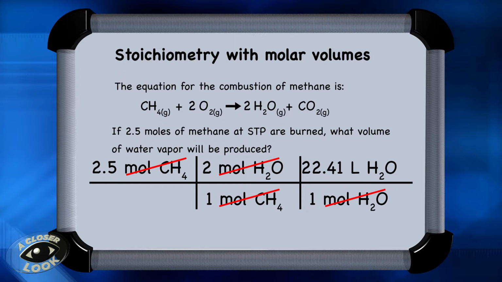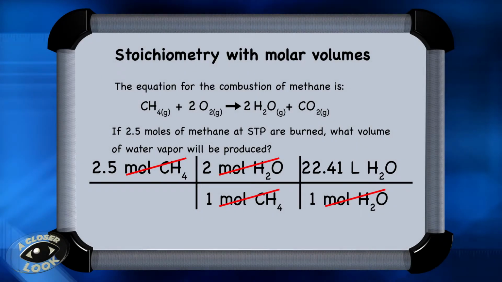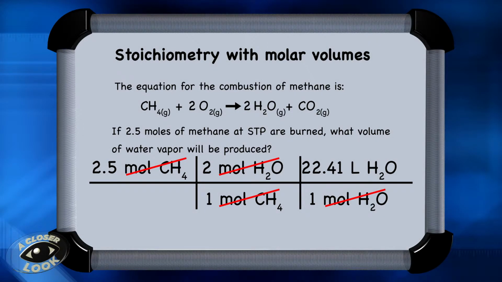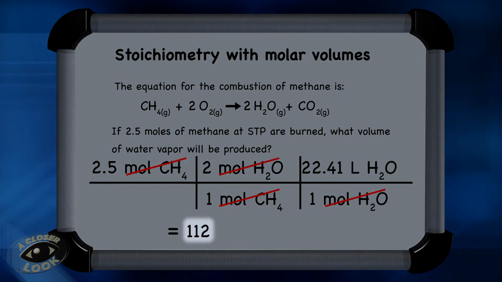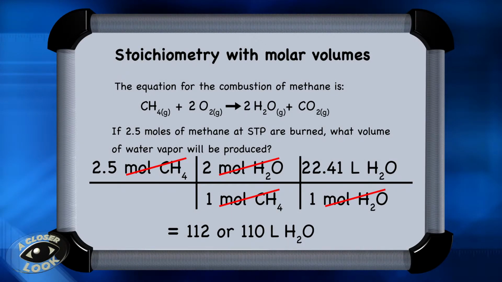So you just multiply 2.5 times 2 times 22.41 liters, and then divide that by 1 times 1, which is, of course, 1. The result is 112, or when you round for significant figures, 110 liters of water vapor are produced when 2.5 moles of methane are combusted under the conditions of standard temperature and pressure.